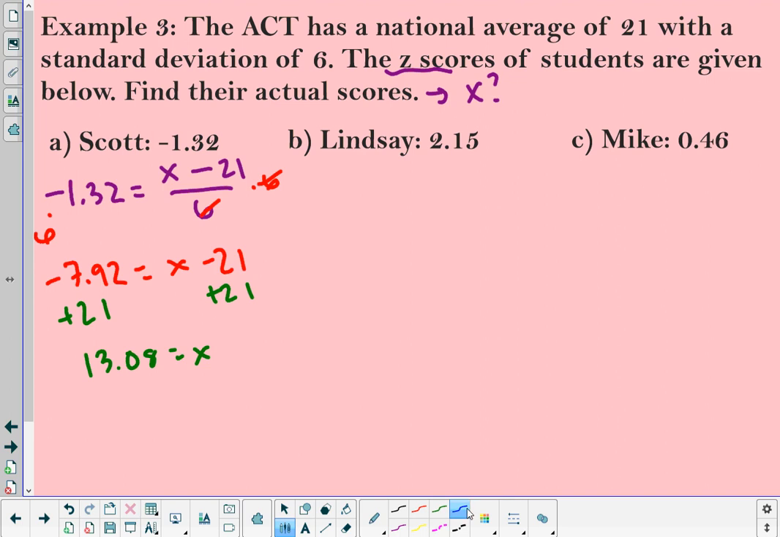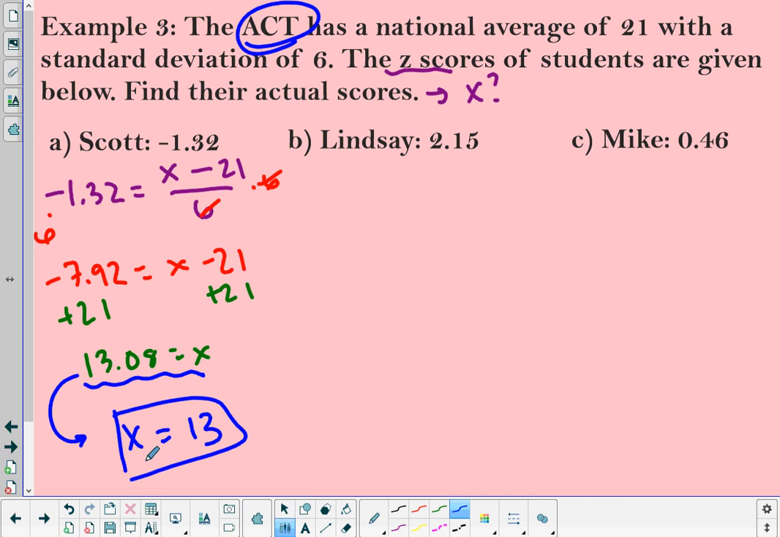Now here's the thing, we also have to consider our data. I'm looking at ACT scores. To my knowledge, I have never seen an ACT score that is a partial score. They always give ACT scores as a whole number. So if you're looking at this as your x based on all of this data up here, that means that his score was probably 13.